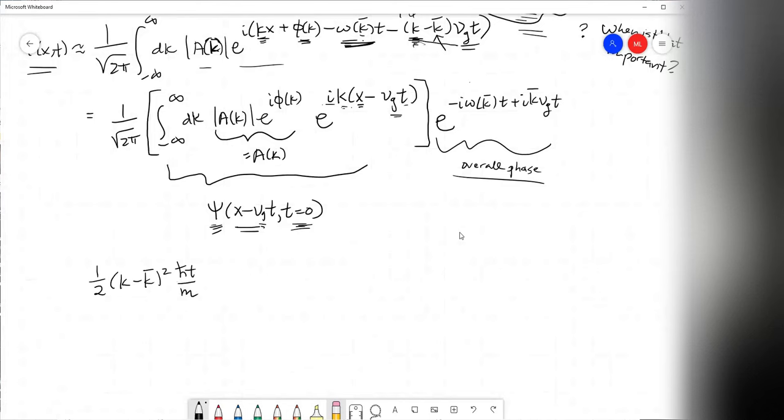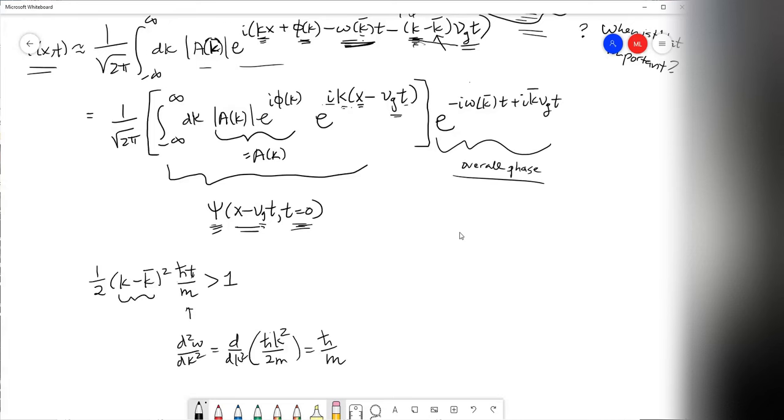over m. If we calculate d omega squared dk squared, that's 2 derivatives with respect to k of h bar k squared over 2m. So that just gives us h bar over m. So that's what the h bar over m is, times t. When this thing is bigger than 1, then you start to get problems. So when will that happen?